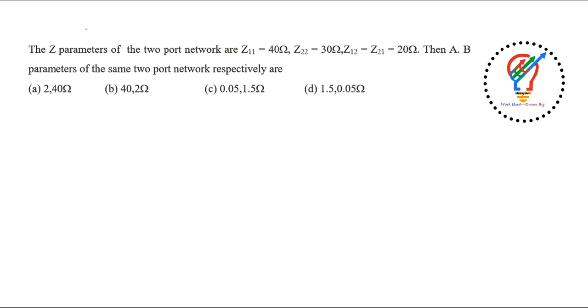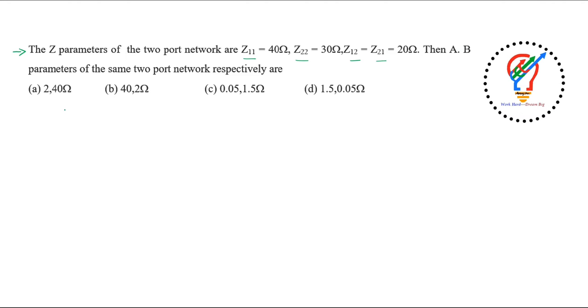All right, so the Z parameters of a two-port network are Z11 is equal to 40, Z22 is equal to 30, and Z12 and Z21 are equal to 20 ohms. Then the A B parameters of the same two-port network are, respectively. So the Z parameters are given, and we need to find the value of the ABCD parameters.